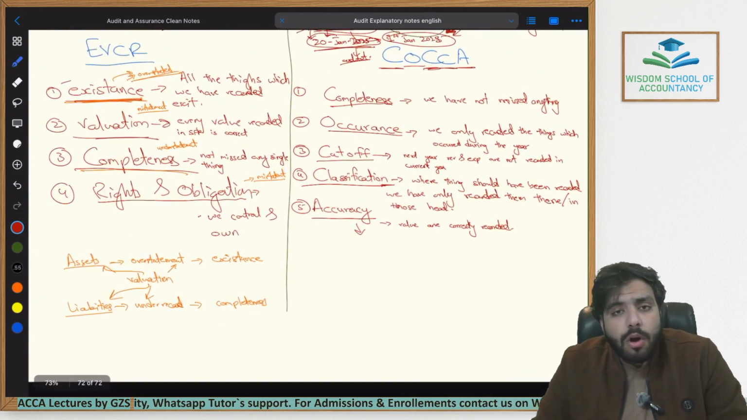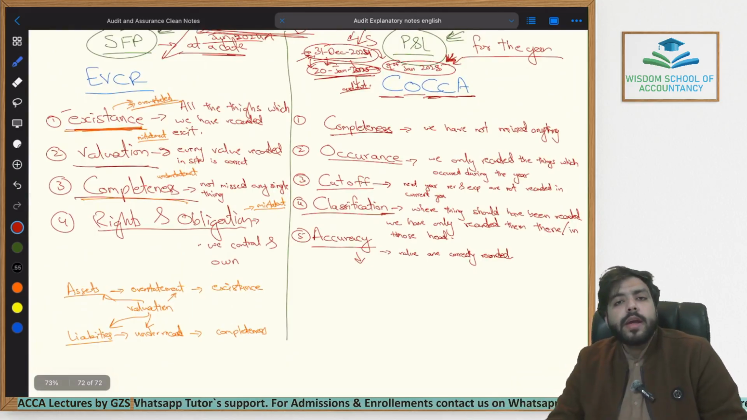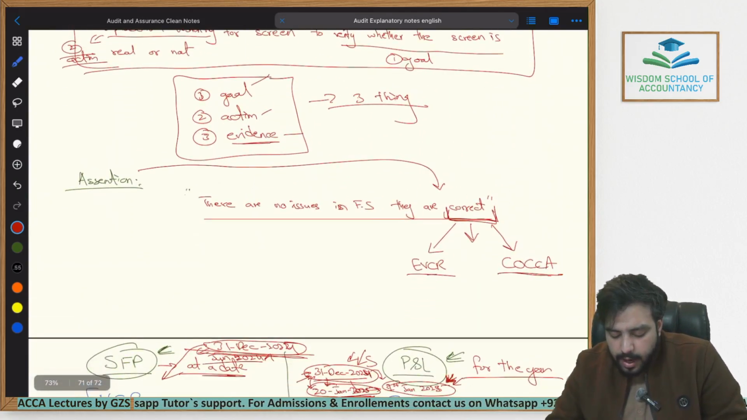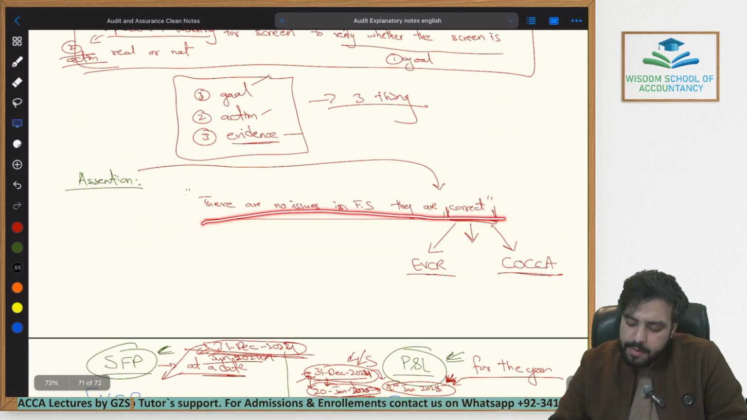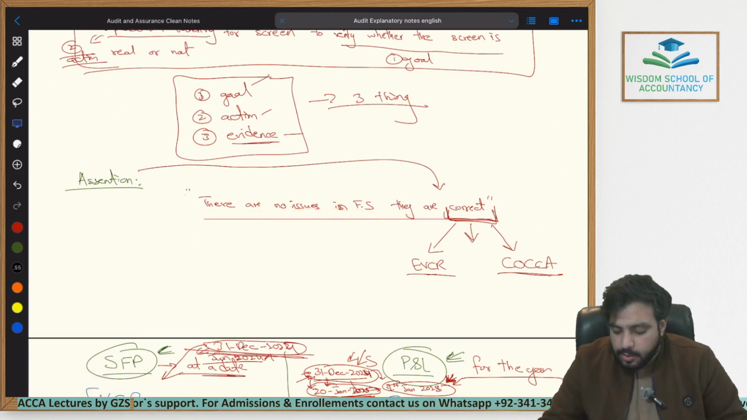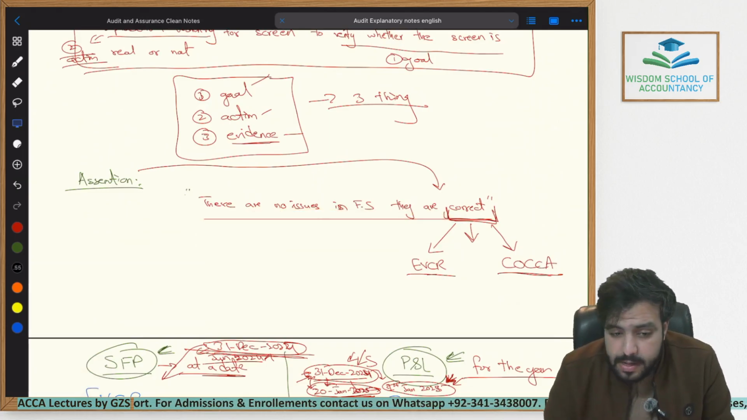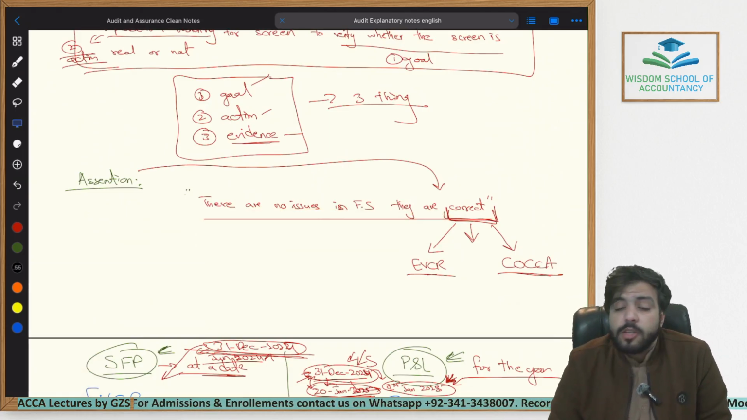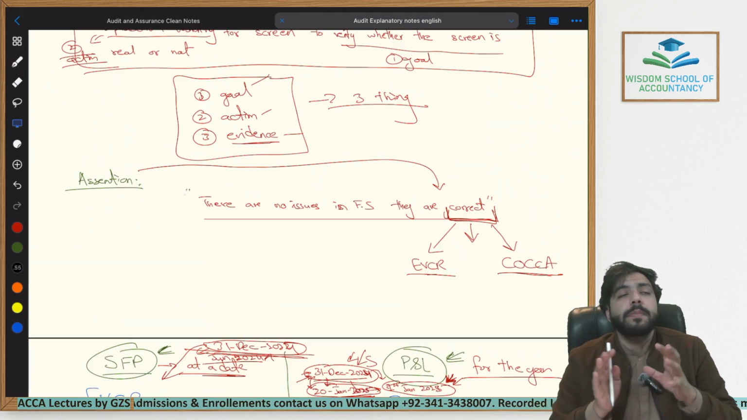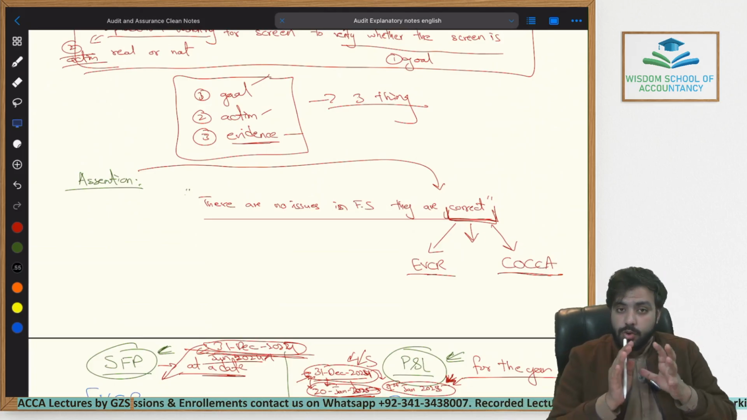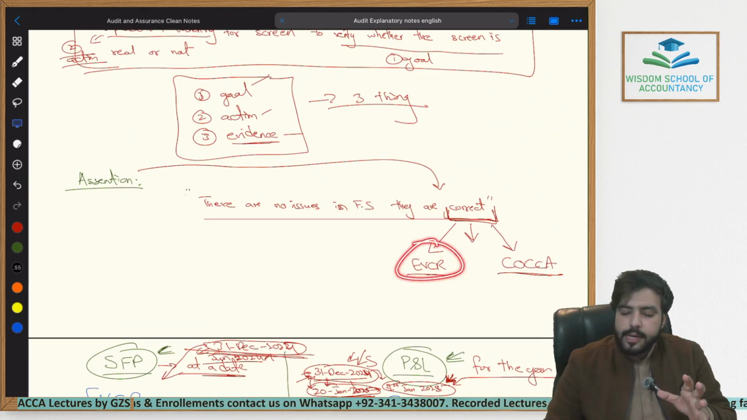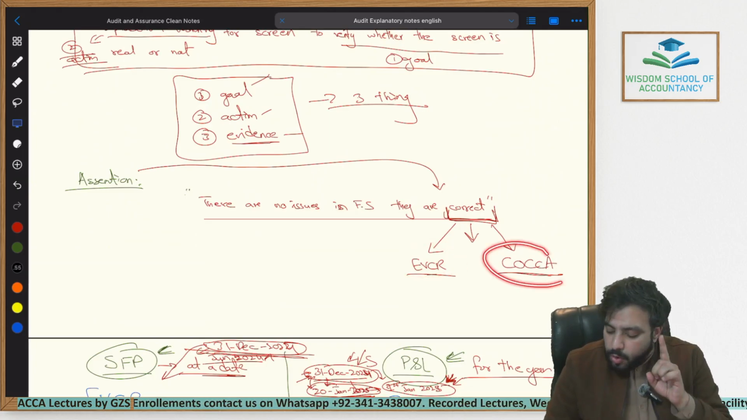So from now onwards, whenever you hear the sentence from the management that the financial statements which we have prepared are correct, this word correct will always mean, in your life from now on, that management is saying basically that statement of financial position has no EVCR issue and the statement of profit and loss has no COCA issue.